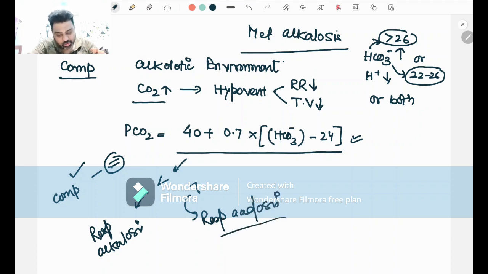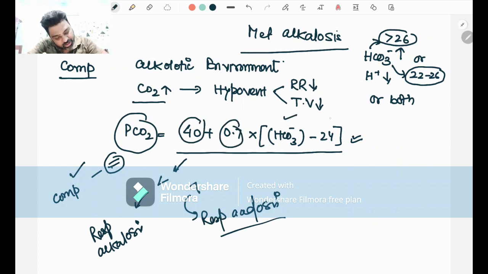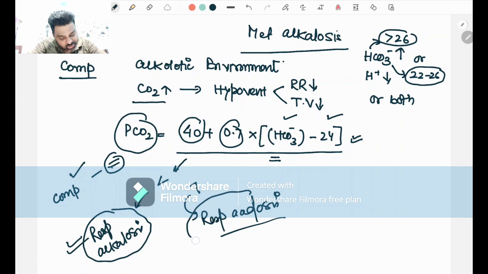So again, in a patient of metabolic alkalosis, the patient will try to hypoventilate and increase the CO2 to counteract the alkalotic environment. For that, we have a formula from where we can calculate what should be the value of PCO2. The formula is 40 plus 0.7 into bicarbonate minus 24. If the CO2 of the patient is equal to this, that means the patient has a compensated metabolic alkalosis. If the value is less than that, the patient also has a respiratory alkalosis. And if the PCO2 is more than this, then the patient also has a respiratory acidosis. So this is simple.